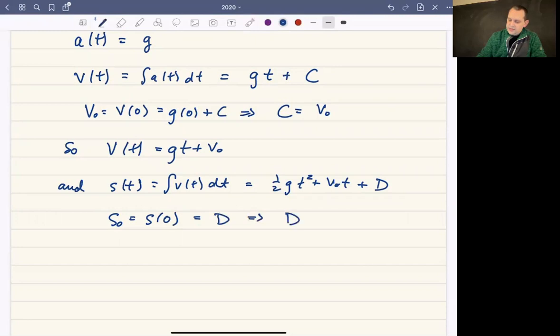So that implies that d is s naught, and therefore s of t is going to be 1/2 g t squared plus v naught times t plus s naught, where v naught is the initial velocity and s naught is the initial position. Okay, and so these are the laws of motion that we have.